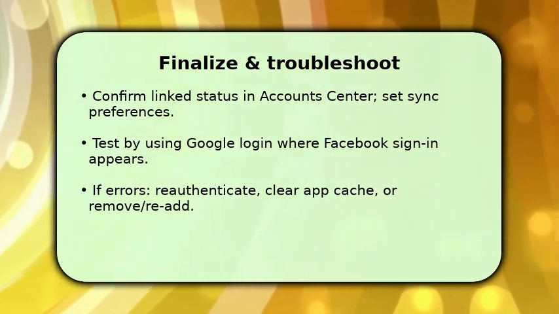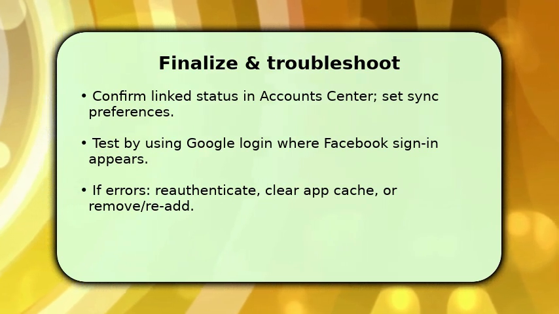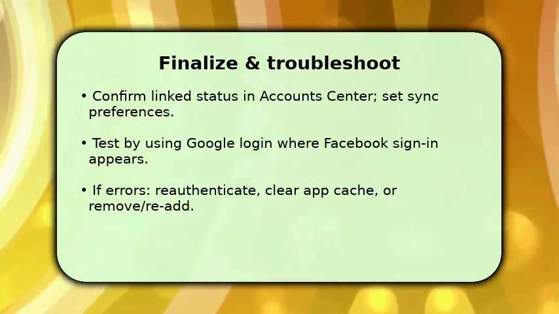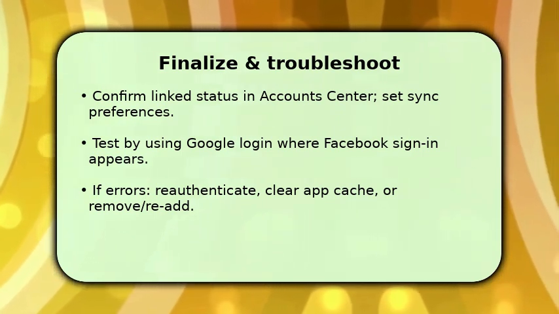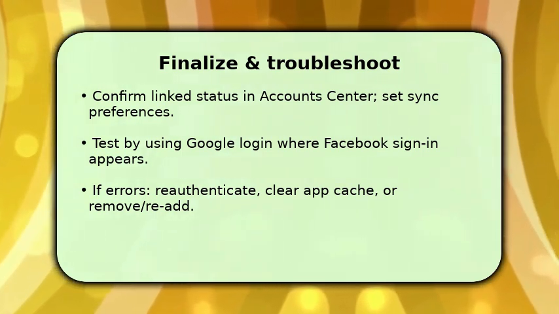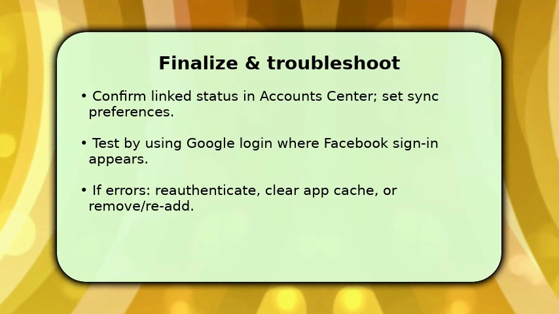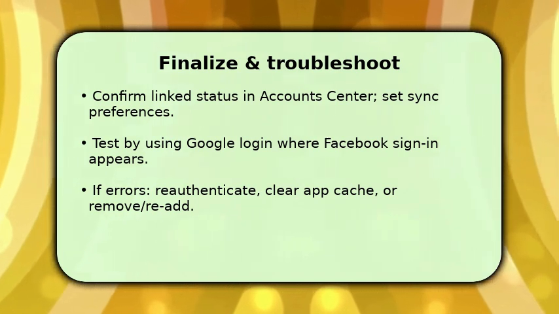If something fails, re-authenticate both apps first. Log out and back in, clear the app cache, or remove and re-add the Google account. One key troubleshooting tip: revoke and re-grant permissions in your Google security settings if tokens appear expired or invalid.